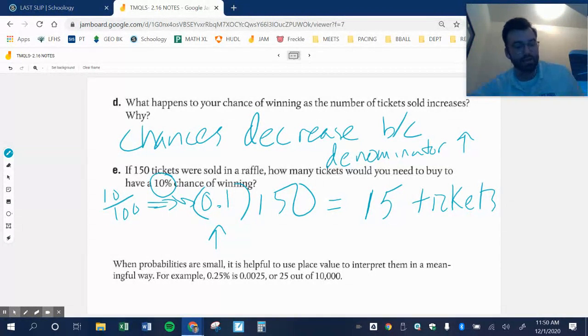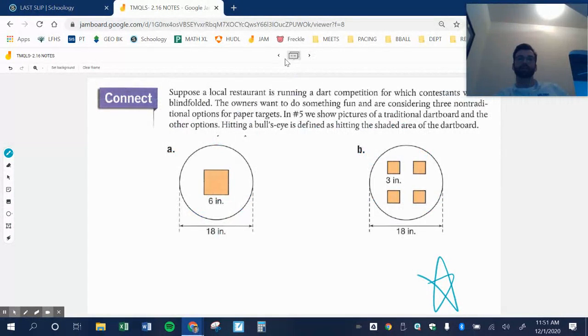Not too bad. When your probabilities are small, it's helpful to use place value to interpret the meaning in a meaningful way. For example, 0.25% is 0.0025 or 25 out of 10,000. Yeah, that's just a nice little anecdote in there for you. All right. That's it. We're going to do the last one together as a class. Quick lesson. We'll do the connection about dartboards as a class. There you go.